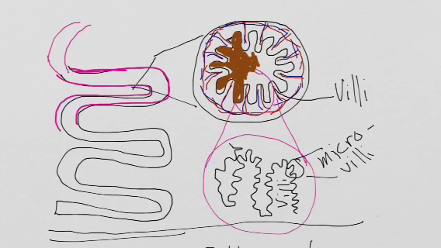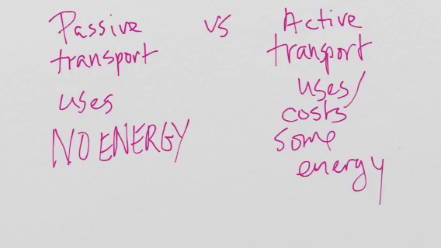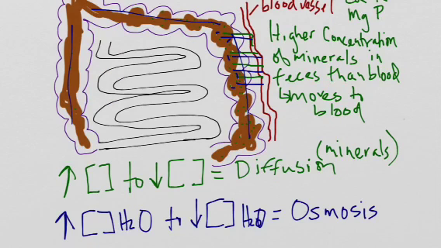Slide 1 is an image of absorption in the small intestine. Slide 2 is the difference between active and passive transport. And slide 3 is the large intestine's absorption of water and minerals.